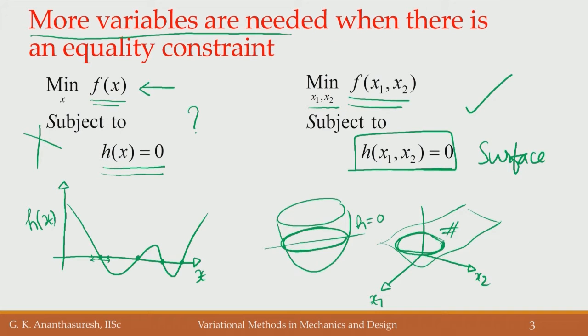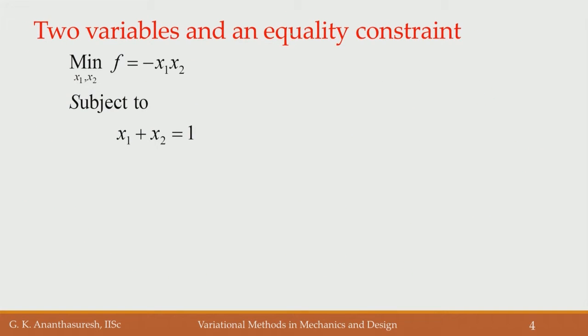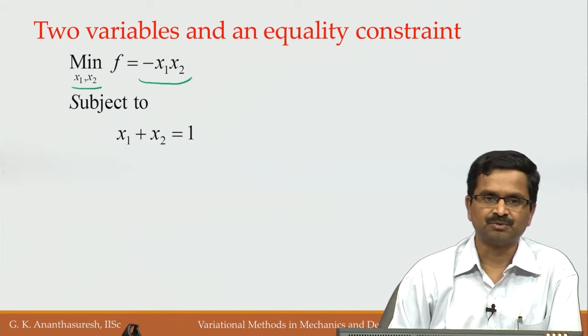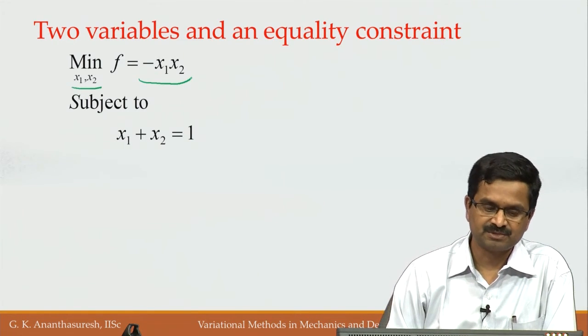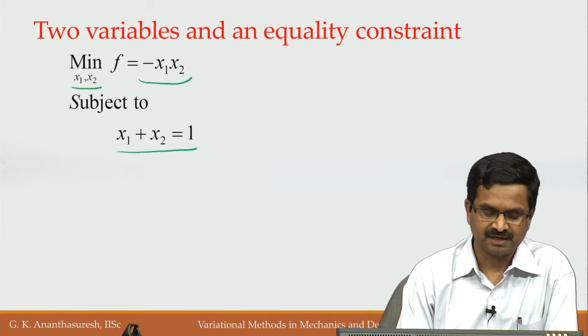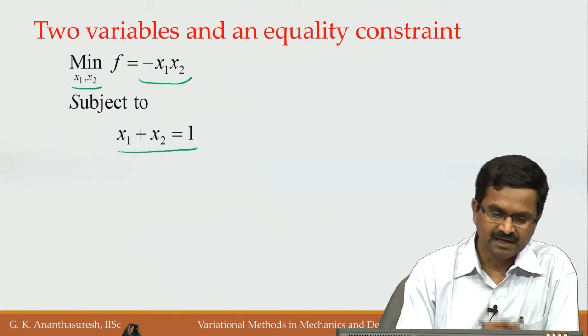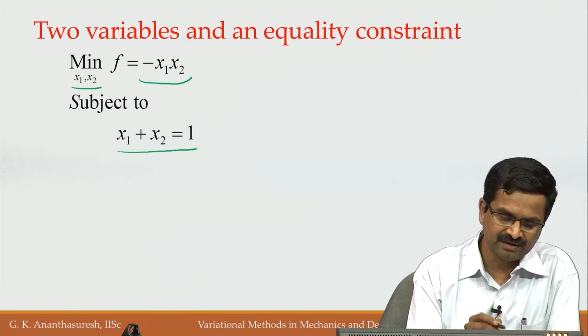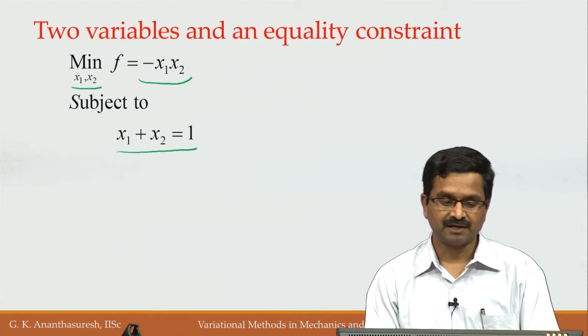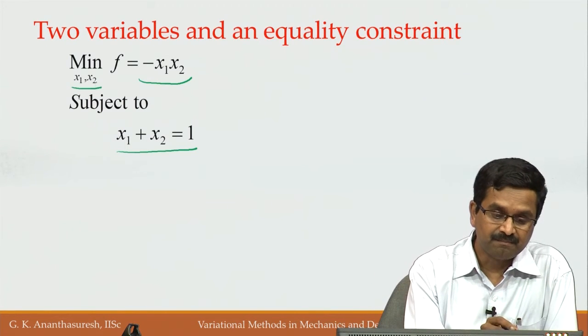So, the simplest problem that we can think of in constraint minimization is one that has 2 variables. Here we are taking an example where I want to minimize, with respect to 2 variables x1 and x2, a function defined as shown here, minus x1 times x2, subject to an equality constraint, which is x1 plus x2 equal to 1. This is a simple problem. So, we are saying find 2 numbers x1 and x2 such that their sum is equal to 1 and the product is actually maximized.